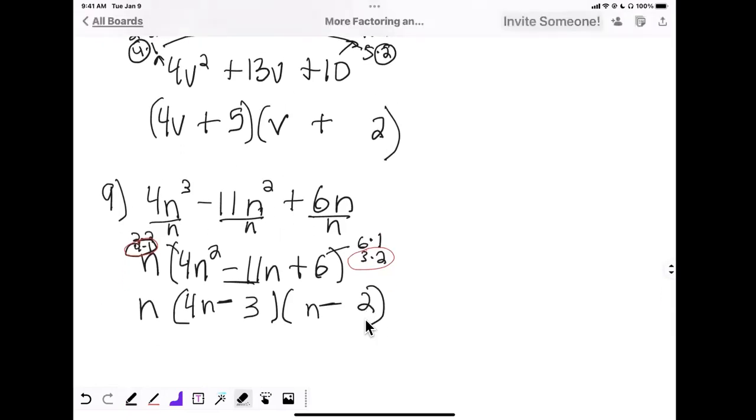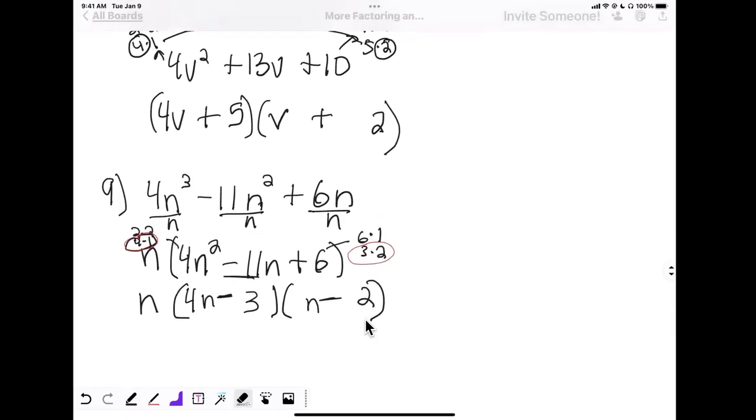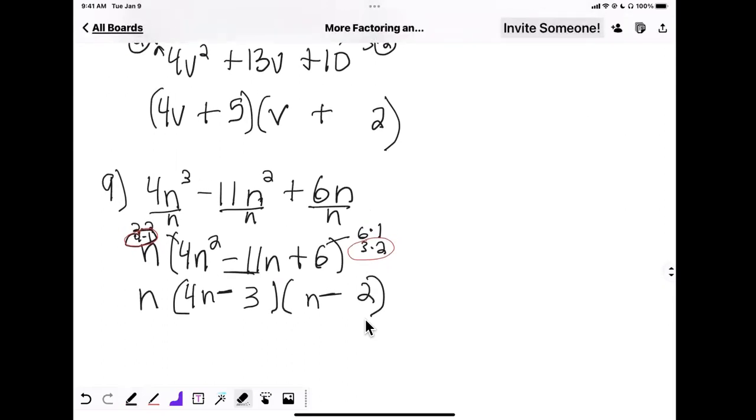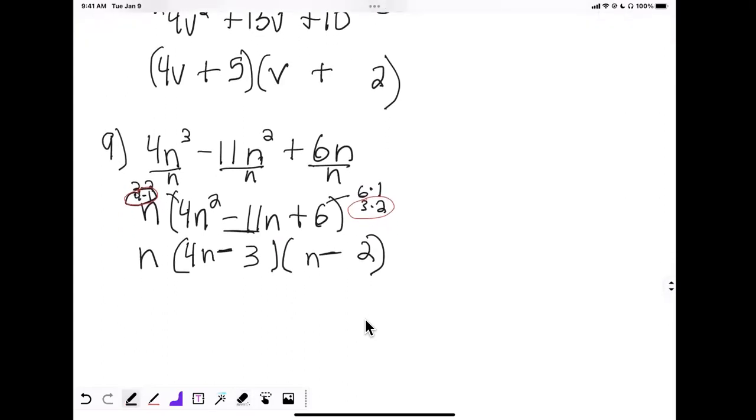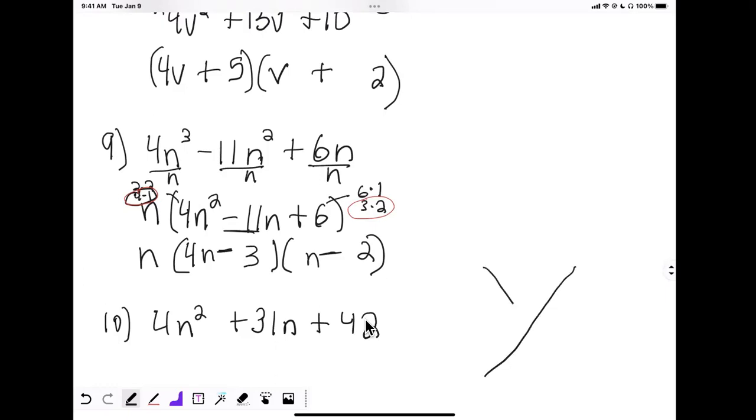All right, here's another big one. Let me do one last one, number 10, and then I'm gonna hit a couple different problems. Okay, 10: 4n squared plus 31n plus 42. This was a hard one both ways because 42 can multiply to be many, many things, but this time we'll try the AC method.